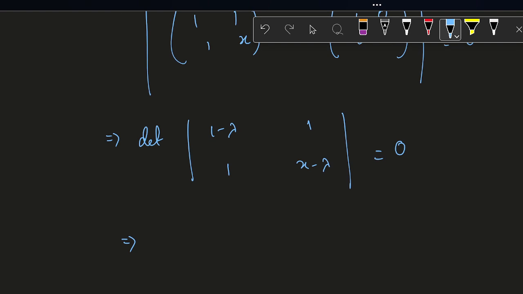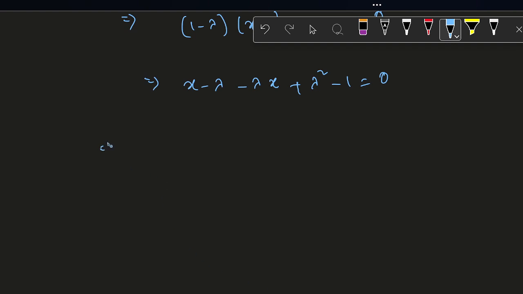Now you know how to calculate the determinant of a matrix. You just multiply (1 minus lambda) into (x minus lambda), minus 1 into 1, is equal to 0. And you get x minus lambda x plus lambda squared minus 1 equal to 0. So now we have to solve this quadratic equation, and you will get two values of lambda.